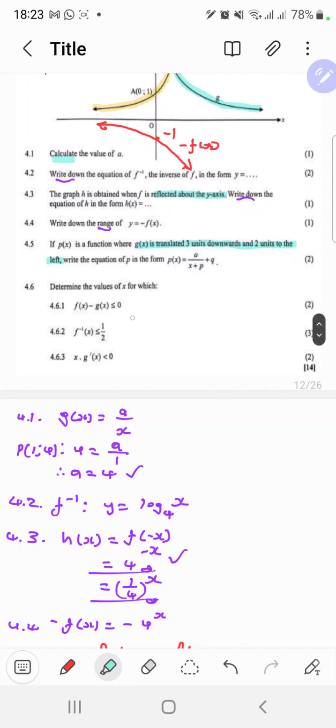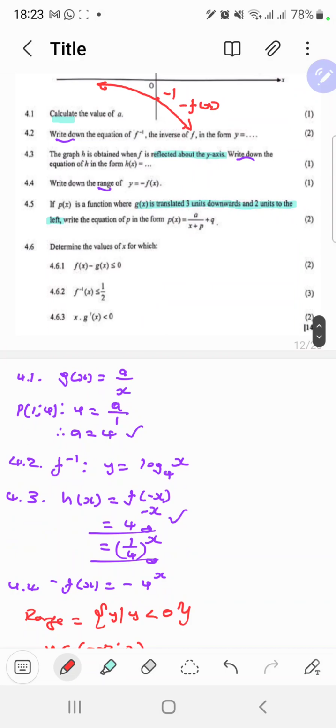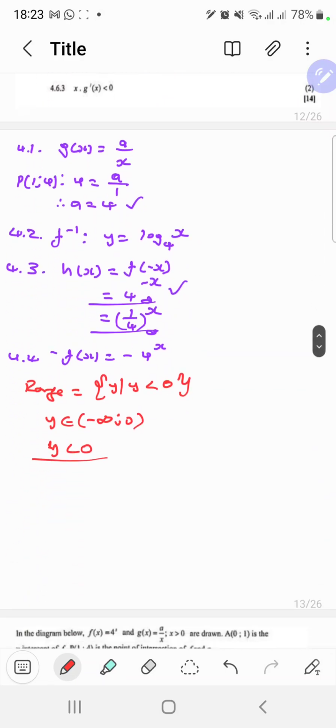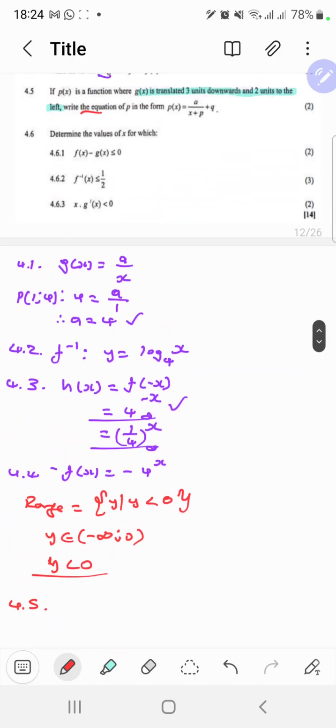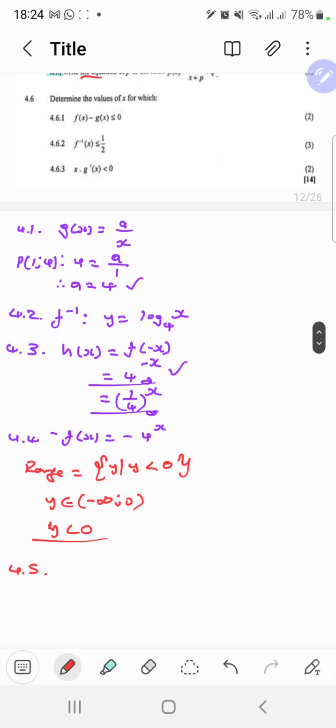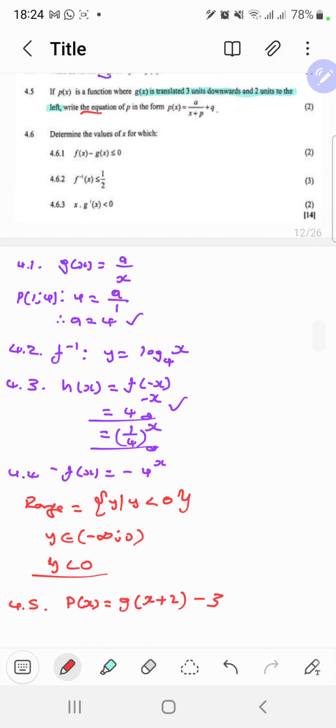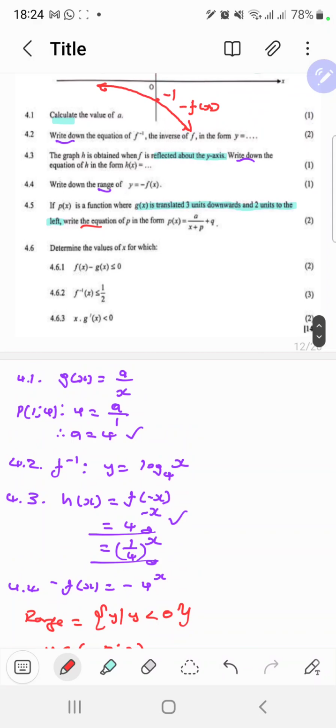So they're saying again, write down. The question says write down. It's not saying determine. So this is 4.5. So we can just say here, what is this we're looking for? p. p of x is basically g of x plus 2 minus 3. This is how you can start working this out.